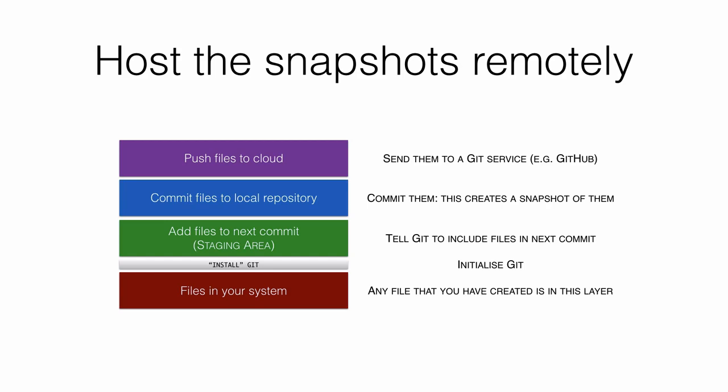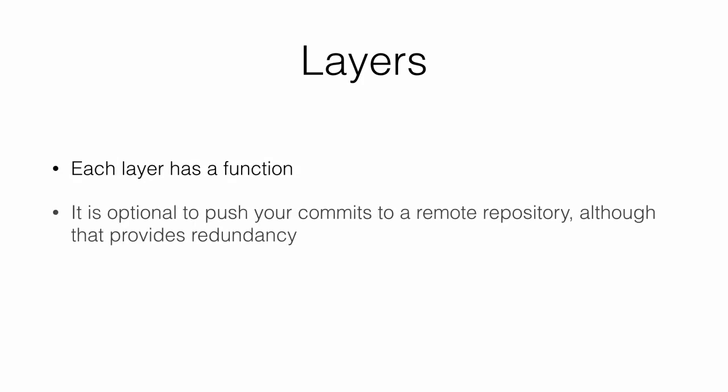You are not limited to using GitHub, so you could have a local repository, a remote repository in GitHub, and a remote repository in Bitbucket, so you can have two remote repositories, for example. What's important to remember is Git is the thing that allows you to do these things. GitHub is a server that hosts your repository for you. So each layer has a function, and it is optional to push your commits to a remote repository, although again, if your computer gets damaged and you have your commits in a remote repository, you can just download them again. So really it's helpful for redundancy and making sure you don't lose your data.